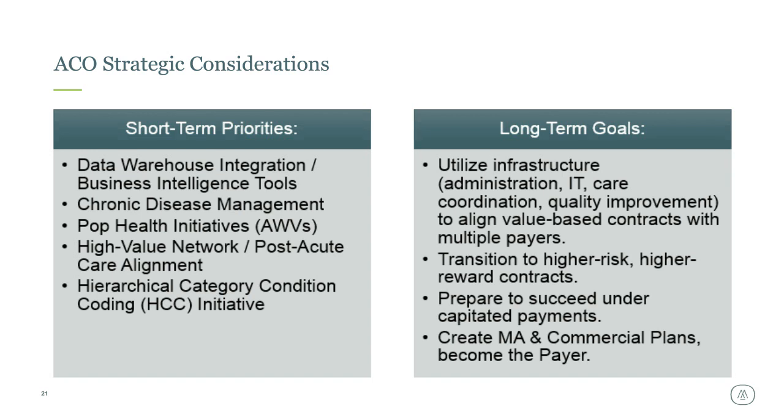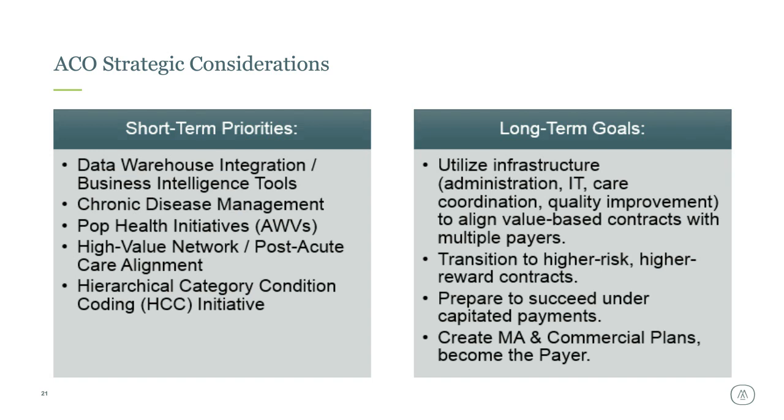Undertaking population health initiatives like annual wellness visits, using this claims data to look at your network and create a really high value network of post-acute care providers. And then the HCC coding initiative is also important, not only for this, but for just about every alternative payment program that Medicare is using, those HCC scores as part of their cost calculations. So I think that's an important strategy for everybody, regardless of this program.